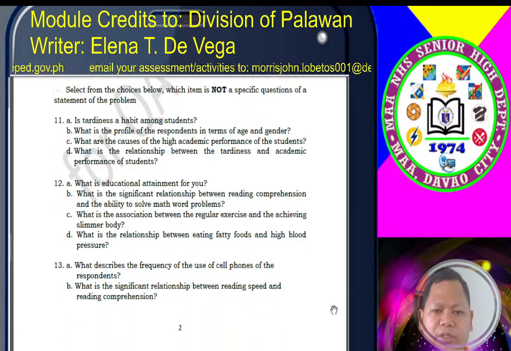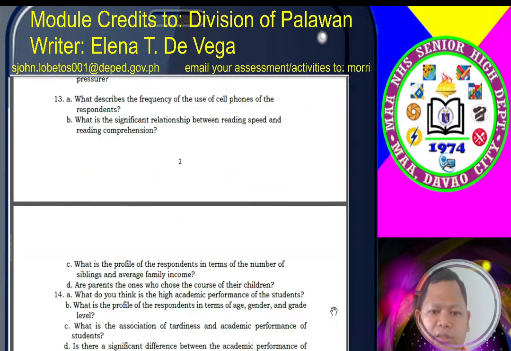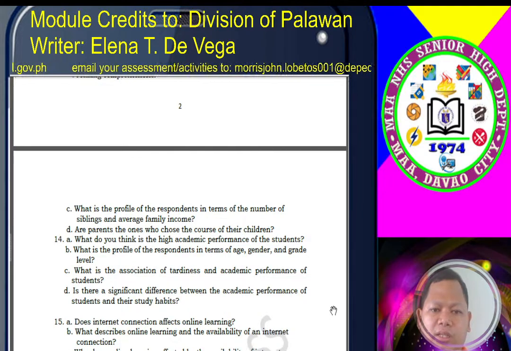For number 13. A, what describes the frequency of the use of cell phones of the respondents? B, what is the significant relationship between reading speed and reading comprehension? C, what is the profile of respondents in terms of the number of siblings and average family income? D, are parents the ones who choose the course of their children?